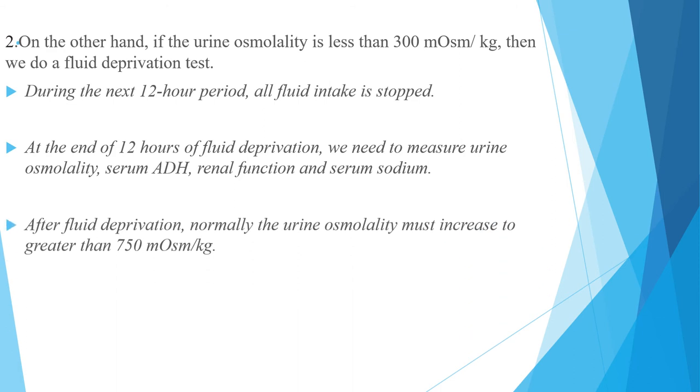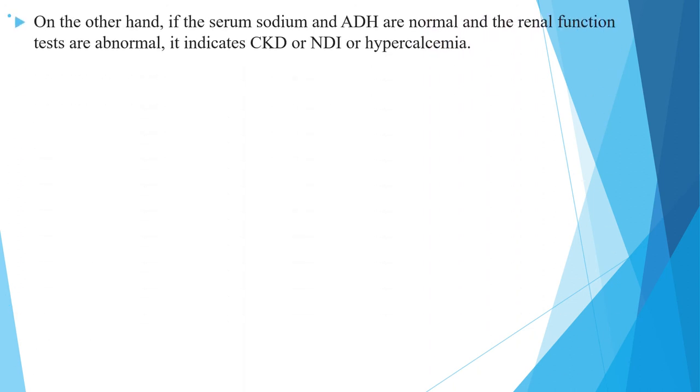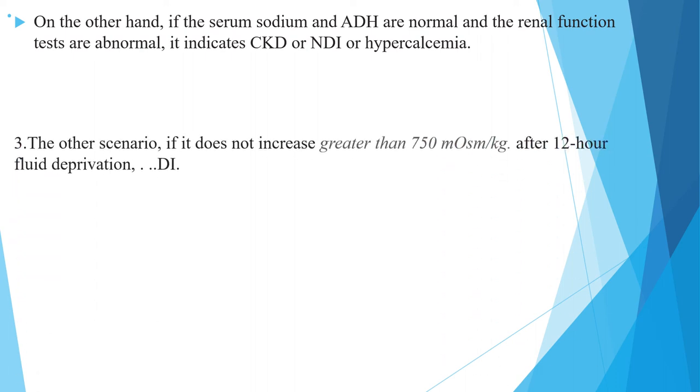After fluid deprivation, normally the urine osmolarity must increase to greater than 750 millimoles per kg. If this is so, and if the serum sodium and ADH are reduced and the renal function is normal, it confirms primary polydipsia or some psychogenic causes. On the other hand, if the serum sodium and ADH are normal and the renal function tests are abnormal, it indicates CKD or nephrogenic diabetes insipidus or hypercalcemia.